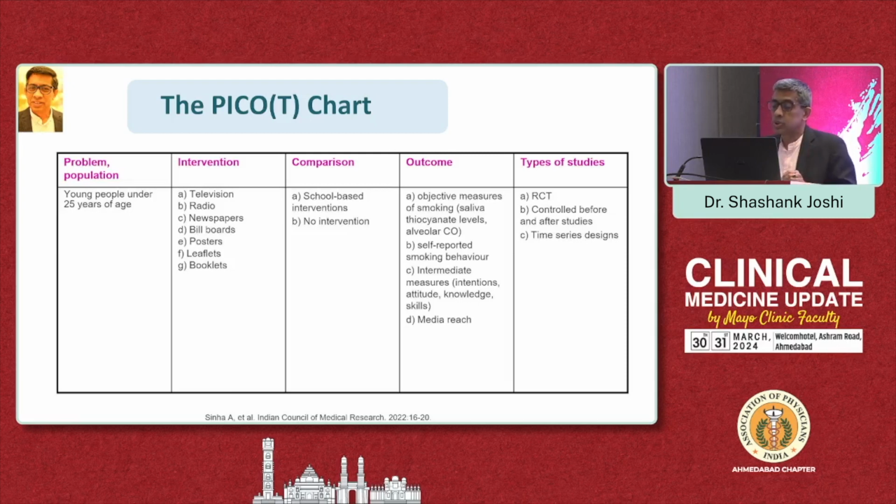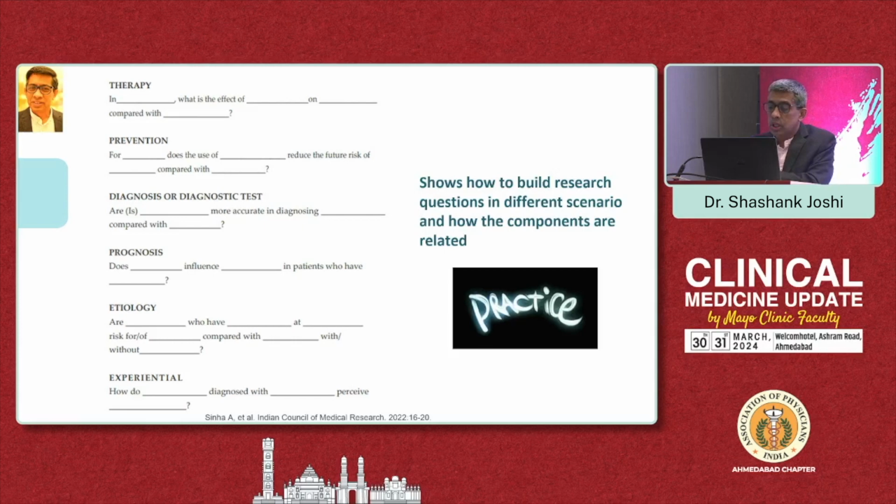The outcome measures could be the objective measures of smoking, like saliva thiocyanate or alveolar carbon monoxide, self-reported smoking behavior, or the intent, attitude, knowledge, skill measure. These are intermediate measures, media reach. And then, of course, we have the study designs: RCTs, controlled before and after studies, or time series designs. And then, of course, we can build research questions in different scenarios and how the components are related, say, in therapy, in prevention, in diagnosis, in prognosis, in etiology, or sometimes even experiment.